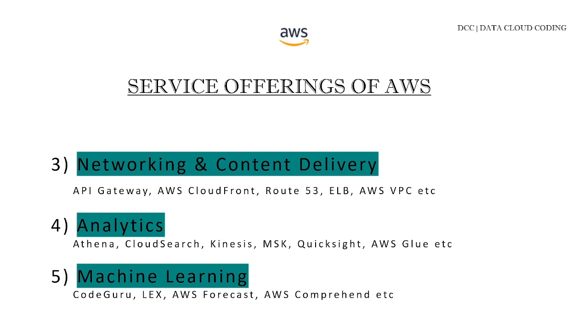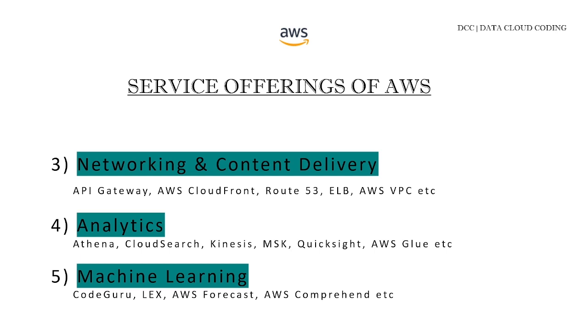We have QuickSight and we have AWS Glue. So these are quite interesting services. We will be discussing all these services and we will be covering them in future tutorials. Now for machine learning, we have services like CodeGuru, Lex, Forecast, Comprehend, etc. So we see that AWS has many categories of services, and inside all those categories we get a list of options to choose from based on our requirement.